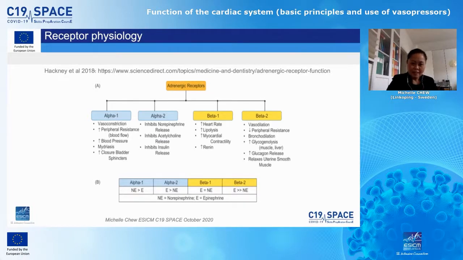So in the heart, beta 1 and 2 receptors dominate. Stimulation of beta 1 receptors causes an increase in heart rate and contractility, whereas stimulation of beta 2 receptors will cause vasodilatation, decreased peripheral resistance, so decreased afterload, and a whole host of other effects on the smooth muscle. Whereas stimulation of the alpha 1 receptors, for example using noradrenaline, will cause a vasoconstriction and increase in peripheral vascular resistance with an accompanying rise in blood pressure.